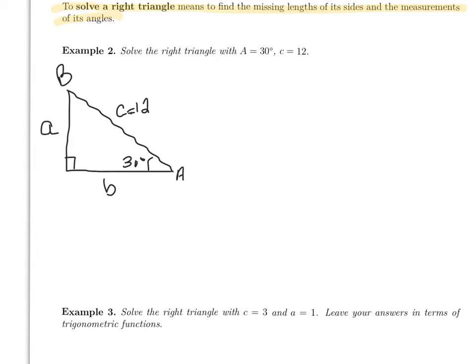So the angle's pretty straightforward. The sum of the angles in a triangle is 180 degrees, right? So angle B is 180 minus the 90-degree angle minus the 30-degree angle. So angle B is 60 degrees. So let me just box this because it's part of our answer.